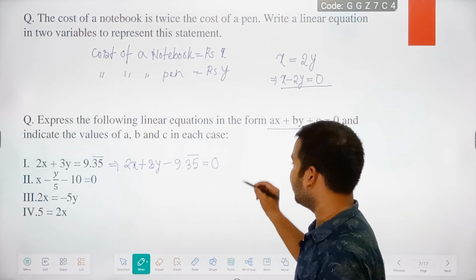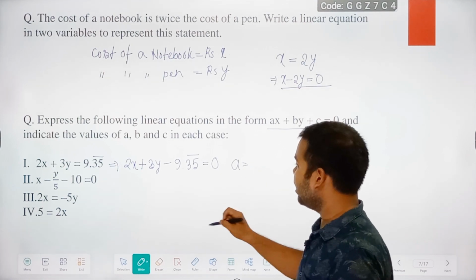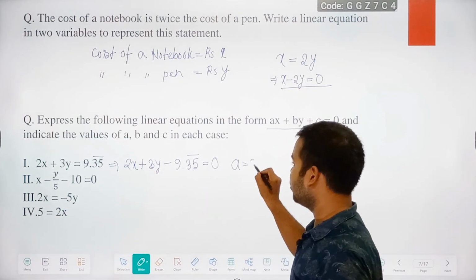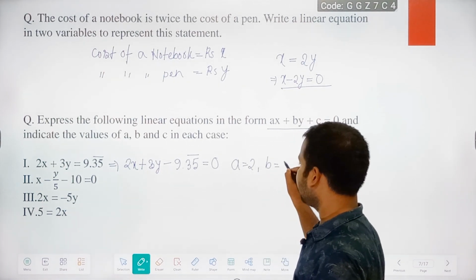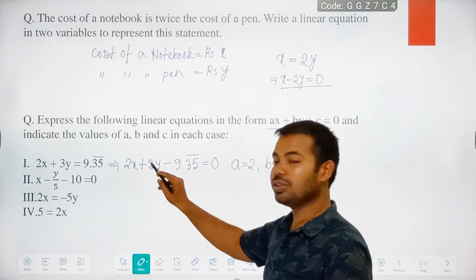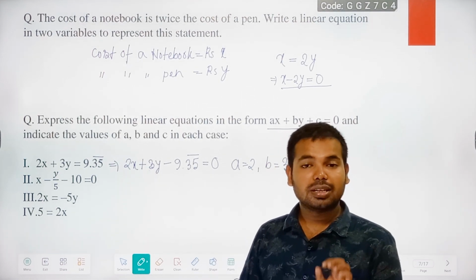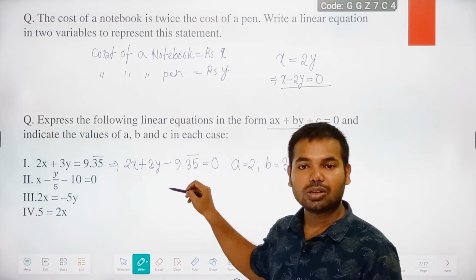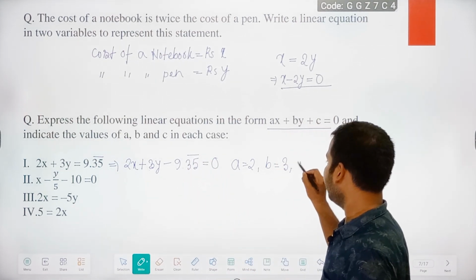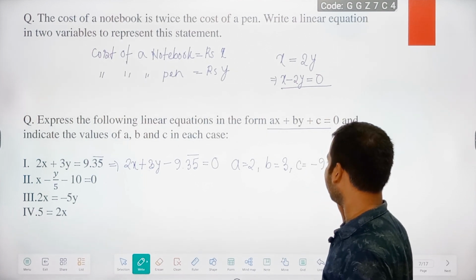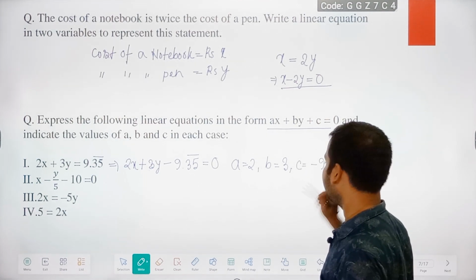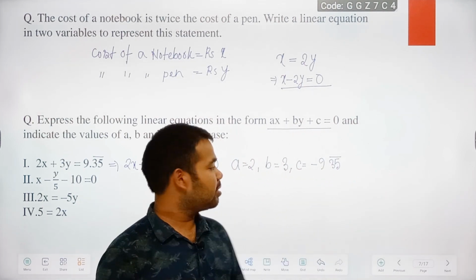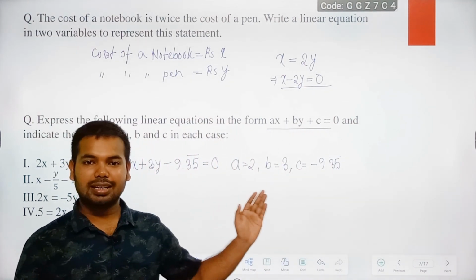But what are the values of a? What is the value of a? A is the coefficient of x, so a is equal to 2. What is b? B is equal to 3 because 3 is the coefficient of y. But what is c? Remember, it has to be plus c. That's why we include the minus sign also with the c. Therefore, c is equal to minus 9.35 bar. Fine. These are the values of a, b and c.